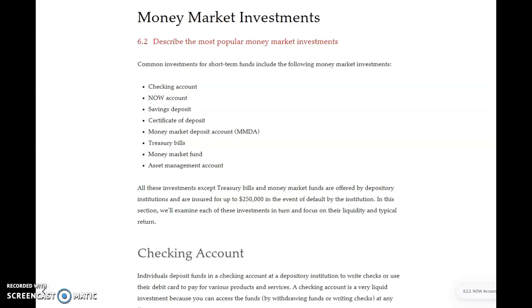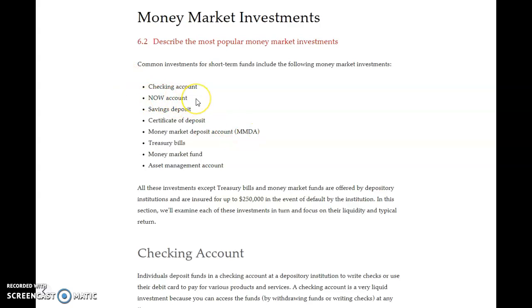Section 6.2, describe the most popular money market investments. So these are some common investments for short-term funds, including the following money market investments. So there are money market checking accounts. So you might want to talk to wherever you bank and ask about that, if that's of interest to you.